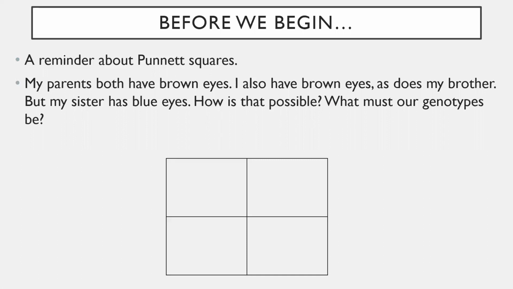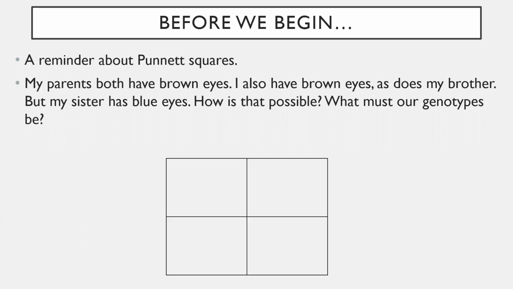So here's an example. My parents both have brown eyes, both my mom and my dad. It's a true fact. Now I also have brown eyes, as does my brother. But my sister, on the other hand, she has blue eyes. So how is that possible? Even though my parents both have brown eyes, how is it possible that my sister has blue eyes?